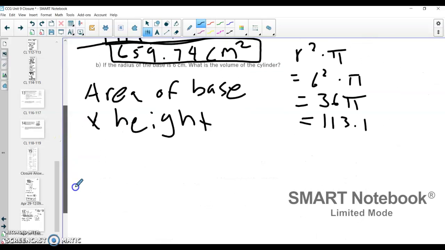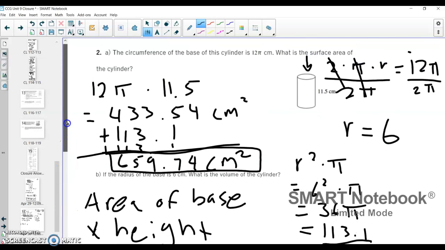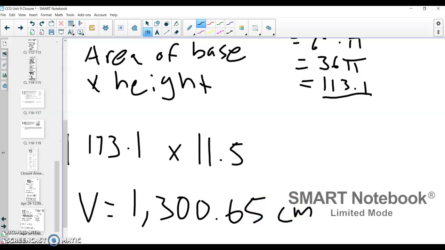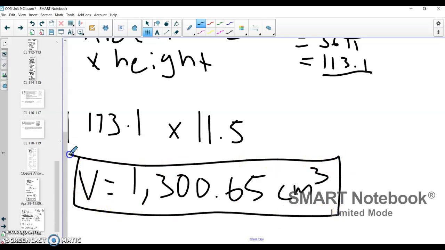The good news about this problem is we already found the area of that base. We said it was 113.1. So we take the 113.1 and multiply that by the height, which is 11.5, and we get our volume. 113.1 times 11.5 gives a volume of 1,300.65 centimeters cubed because it's a volume. All right, and that's part A and B in problem number 2.